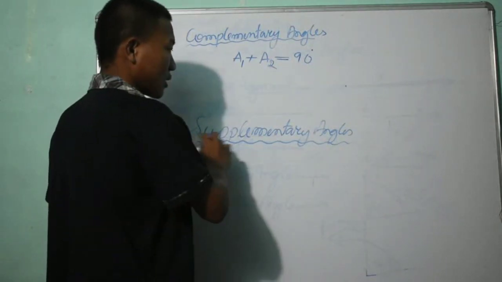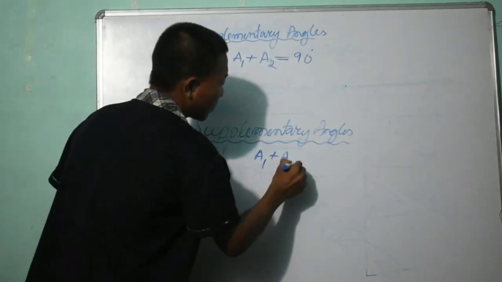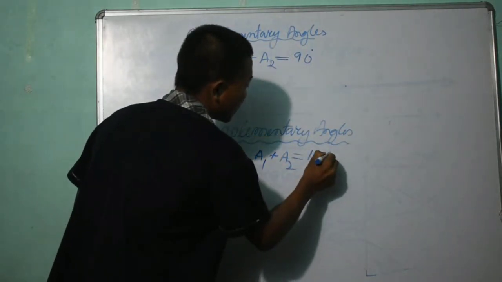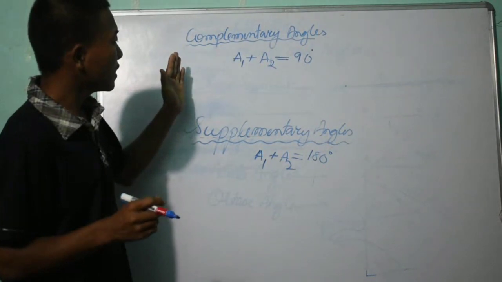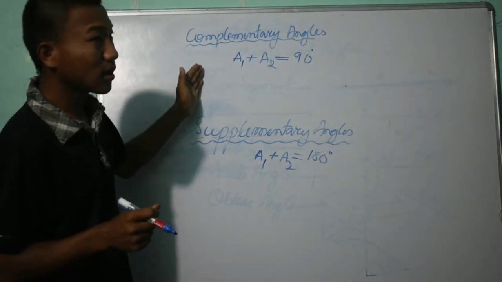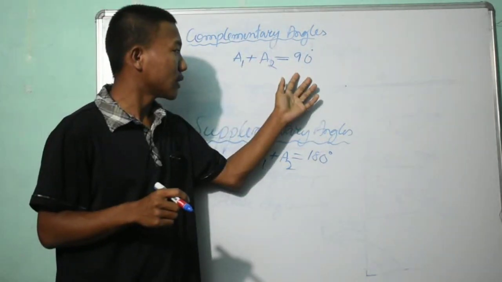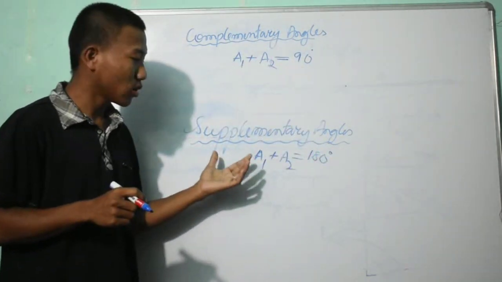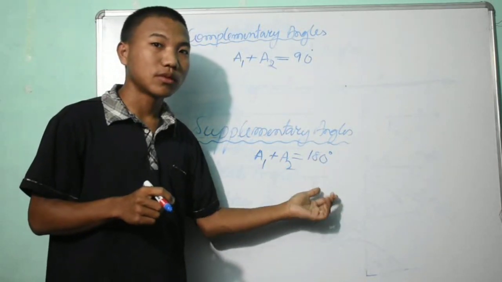And secondly, supplementary angles are those angles which, when you add them up, their measure will be 180 degree. So in simple terms, complementary angles are those angles whose sum is equal to 90 degree, and supplementary angles are those angles whose sum is equal to 180 degree.